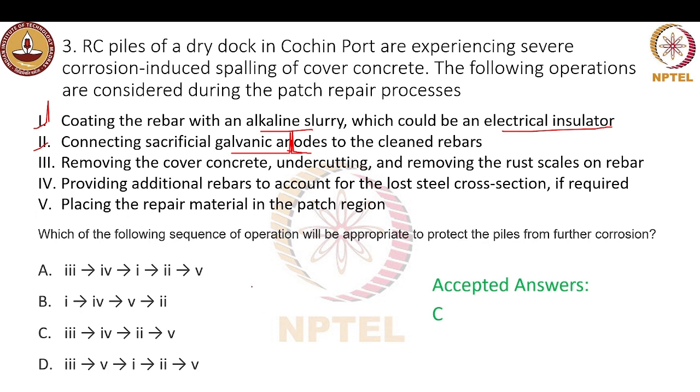The connection is, see that you apply the tie bar over the rebar. If there is any slurry between the rebar and the tie bar, the potential difference won't be there, and the anodes won't work properly. You can apply some coating over the rebar, that is fine. But if you are providing an insulator over the rebar, then the anodes won't work properly. So either you can apply the slurry or you can apply the anodes.